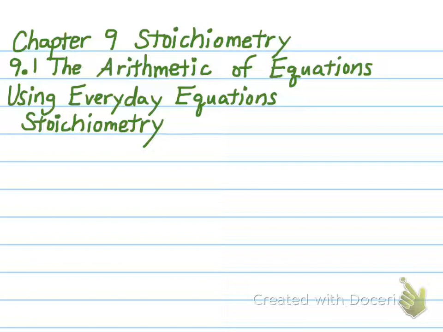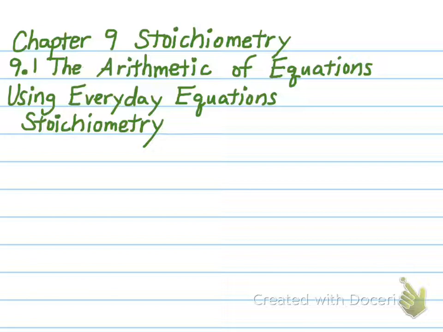So basically what we're going to be doing in this chapter is taking your ability to write and balance chemical equations and adding math to those balanced chemical equations. So add those 5 conversion factors that you learned back in Chapter 7.